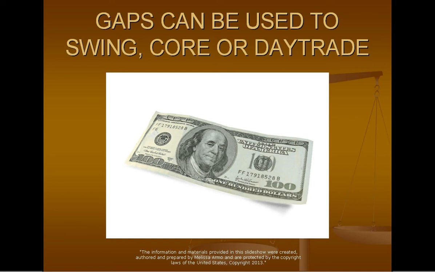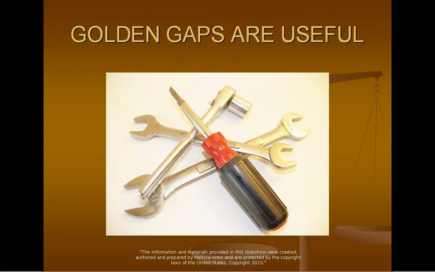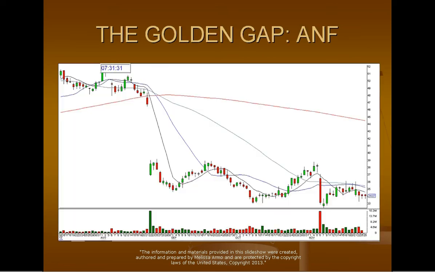Gaps can be used to swing, core, and day trade. They have multiple purposes to make money and profit, which is what you want to do. Golden gaps are very useful. It's like you have a set of tools. You use those tools to fix something at the house. You're either not going to be able to fix something right at the house, or you're going to have a hard time doing it, fixing whatever's broken, if you don't have the right tools. The right tools help you trade right, and the right tools help you fix things. Here was a beautiful gap in ANF, and the move that happened was a beautiful, nice, bearish, short trade.